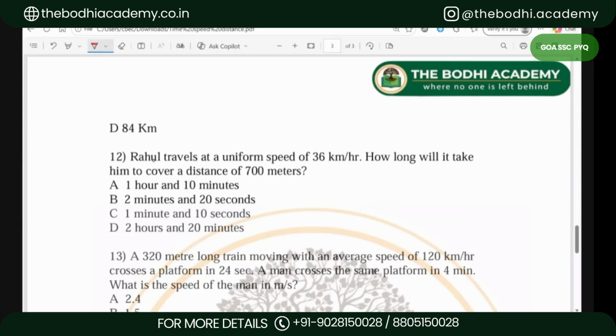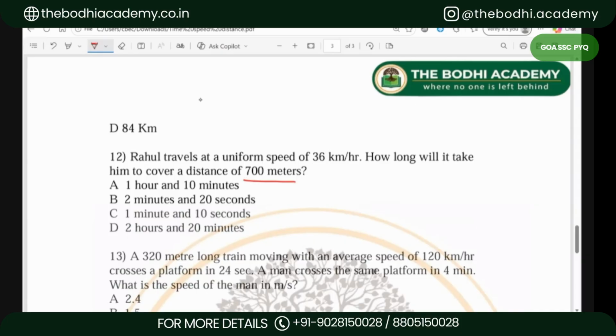The question says Rahul travels at a uniform speed of 36 km per hour. How long will it take him to cover a distance of 700 meters? Okay, Rahul is traveling at a speed of 36 km per hour and the answer is asked in meters.